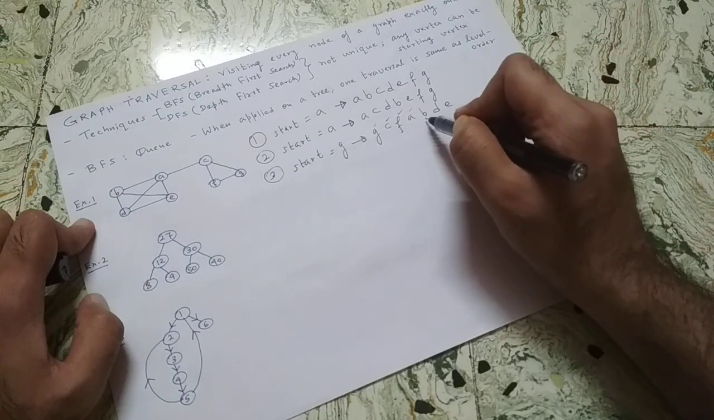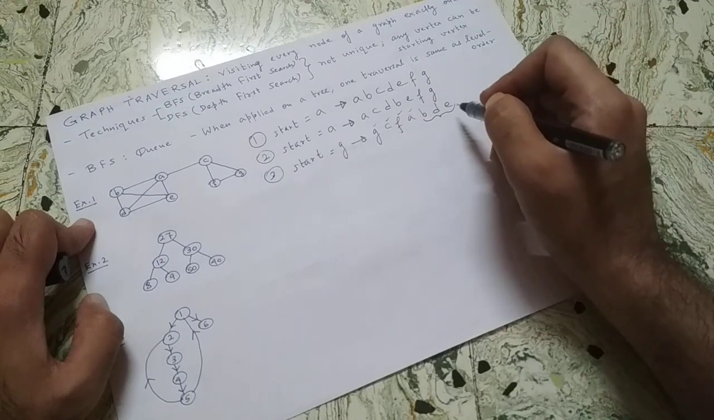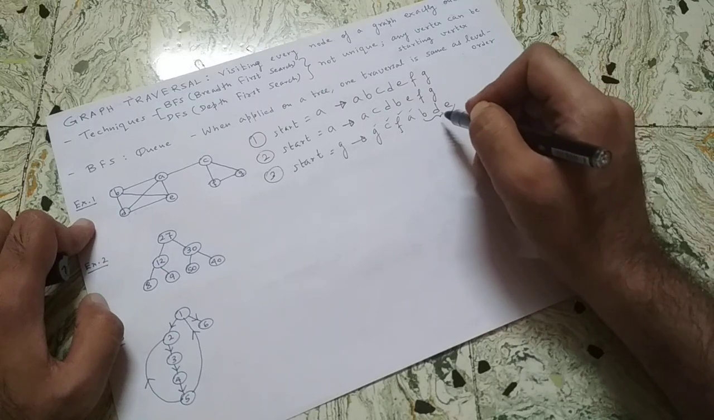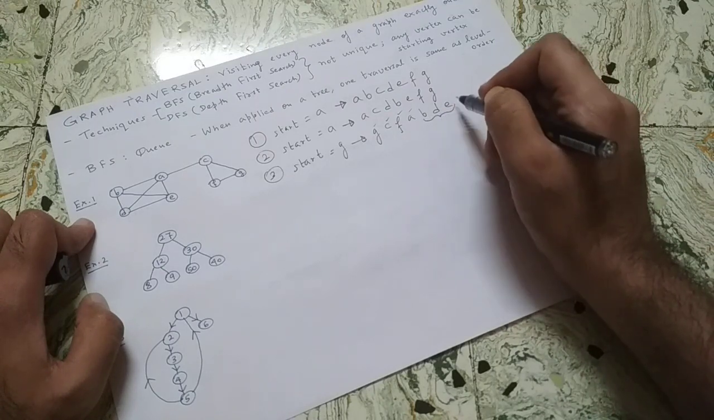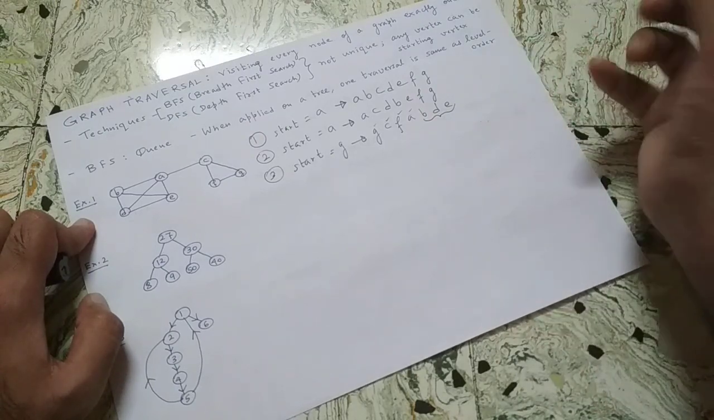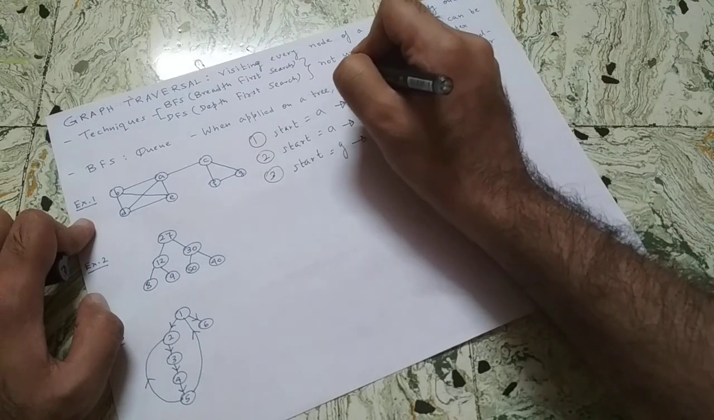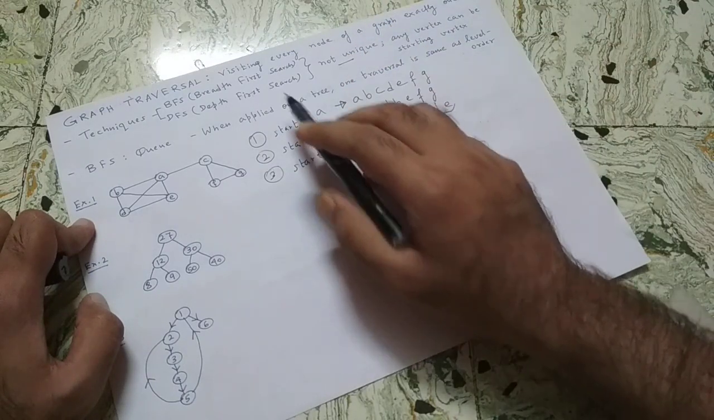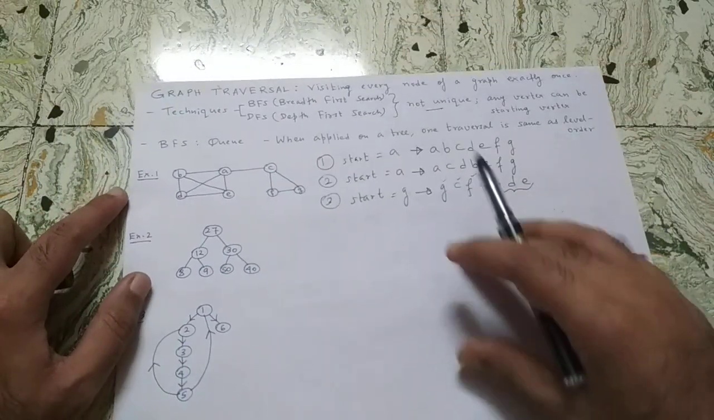So you could have altered this. These three vertices could have been altered to get a different traversal. You could have visited D first, B first, then E, or maybe E followed by B followed by D. So in that way, you get a number of BFS traversals. That's why we say that a BFS traversal is not unique. We'll later on see, not in this video, in the next video, that even DFS is not unique.